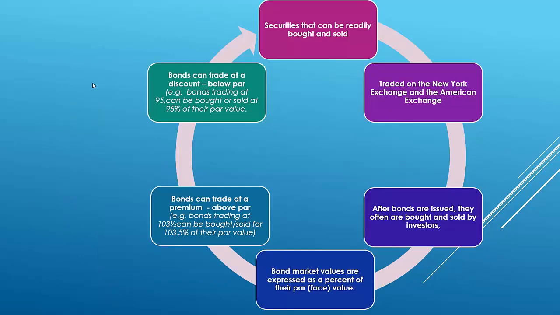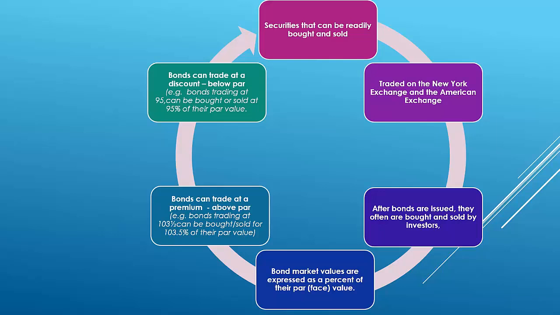Now, this slide just shows you some of the mechanics about how bonds are actually bought and sold, because you don't go directly to like Caltrans and buy a bond. They're actually negotiated on a secondary market, similar to how stocks are. So you have the American Exchange, the New York Stock Exchange. After they're issued, they're frequently bought and sold by different investors, and it could be that the market rate is different than the stated rate that gets put on the bonds, which we're going to talk about in a minute.